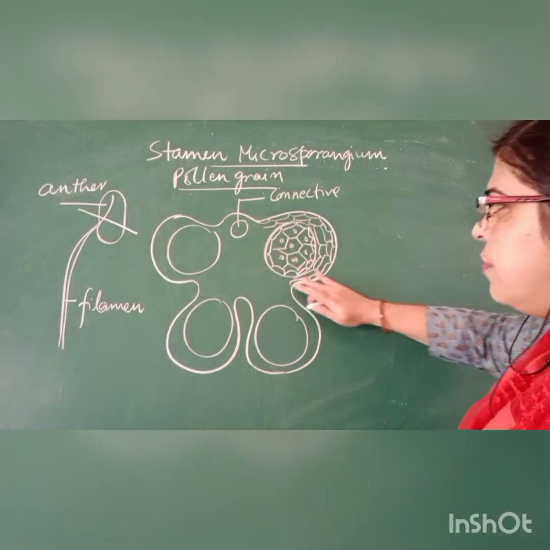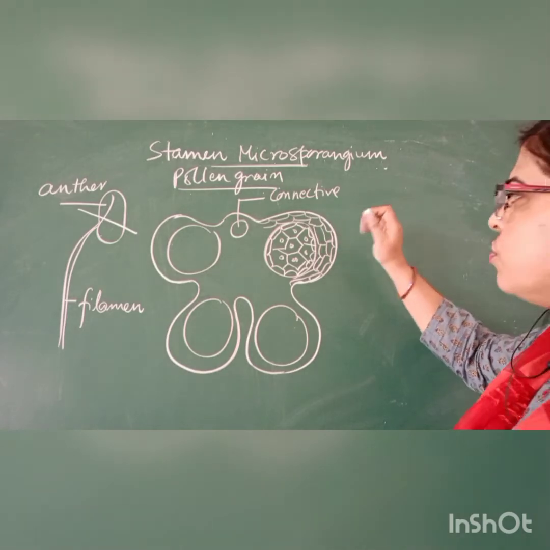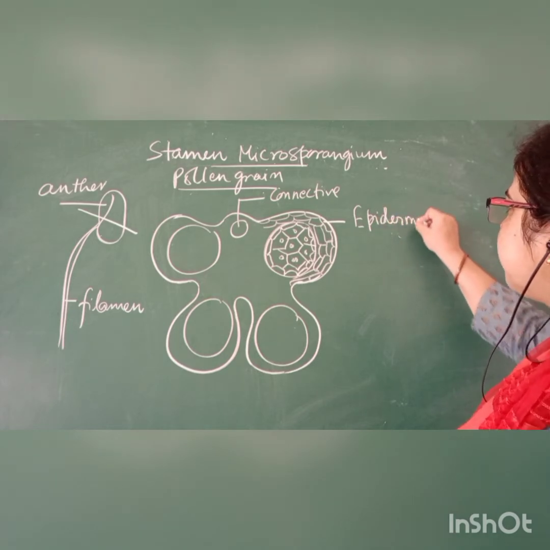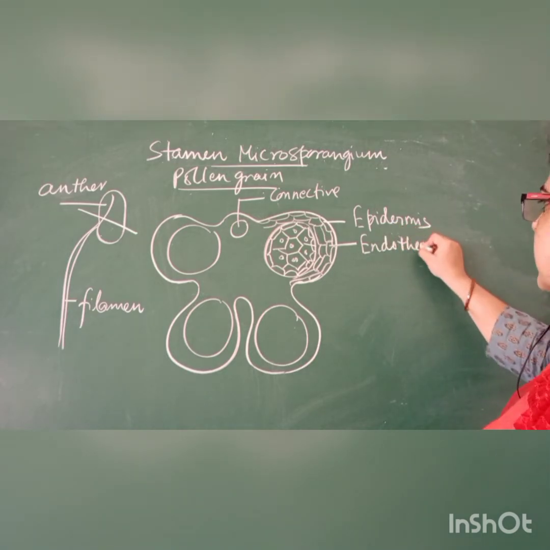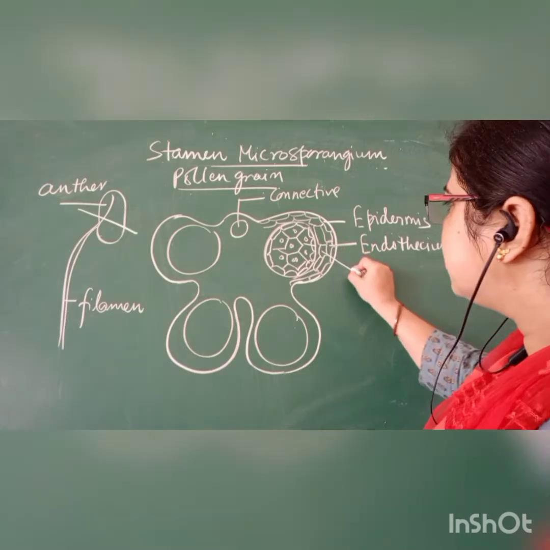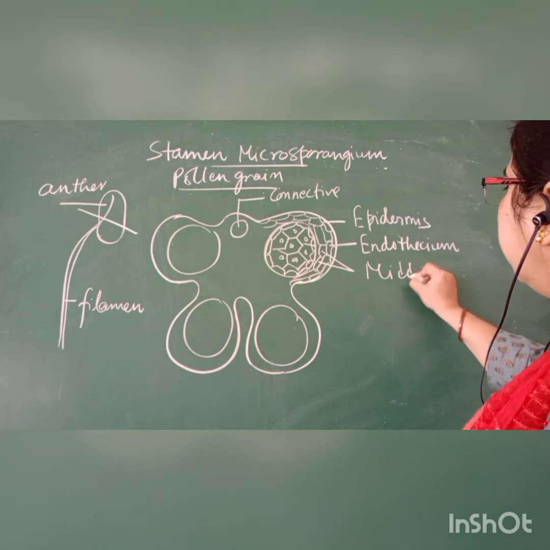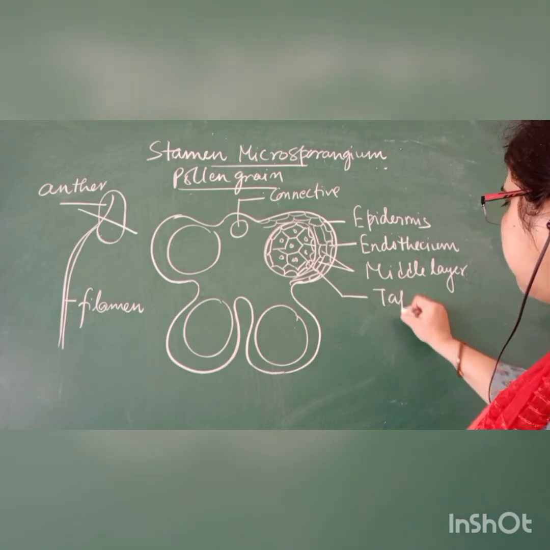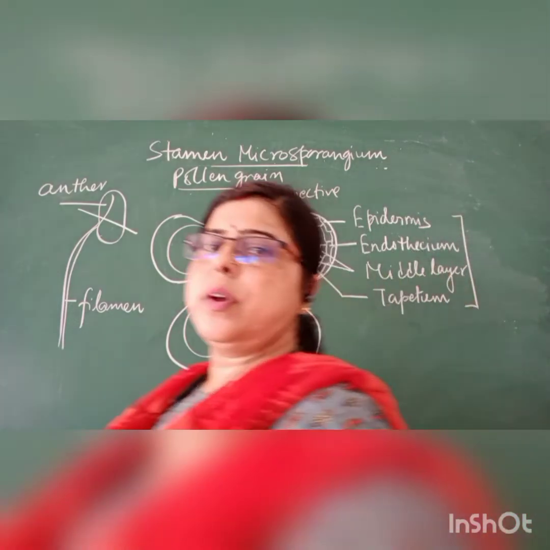And each and every lobe, this particular microsporangium, has 4 protective layers. So one by one we will see this. The first outermost layer is called the epidermis. Inner to that is called the endothecium. Next to that there is a 2 to 3 layer structure. This is called what? Middle layer. And the innermost layer is called the tapetum. These 4 layers are very important. They are protective in nature, okay?